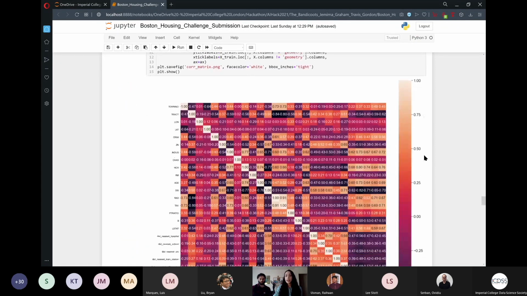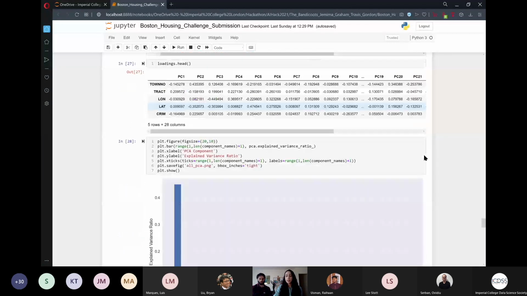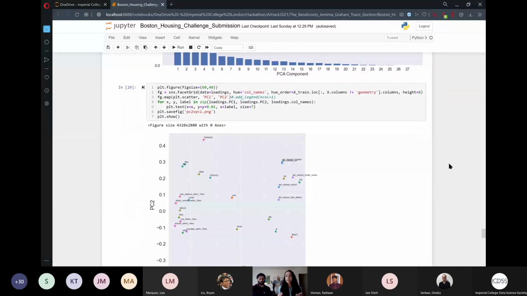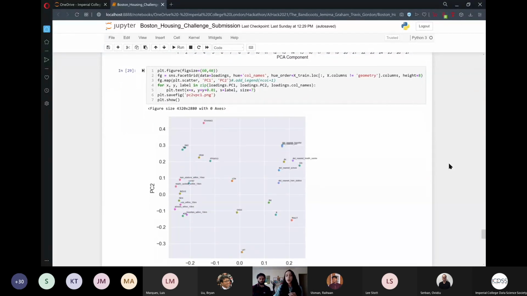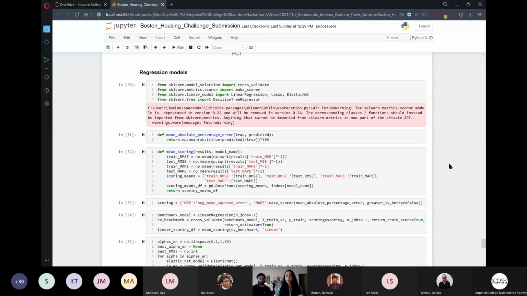We also made a correlation matrix, and we did a principal component analysis to see how closely correlated the different features were, but unfortunately, due to time constraints, we didn't have time to incorporate our findings there into our actual models.